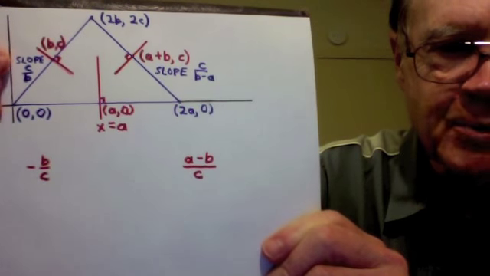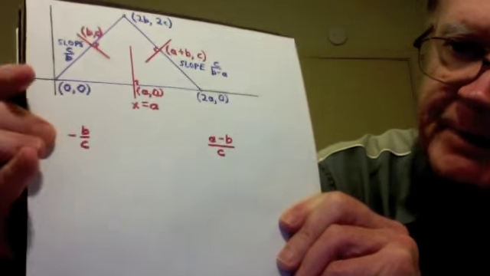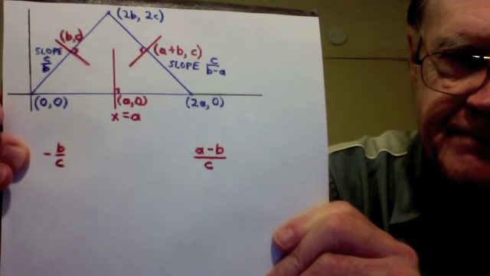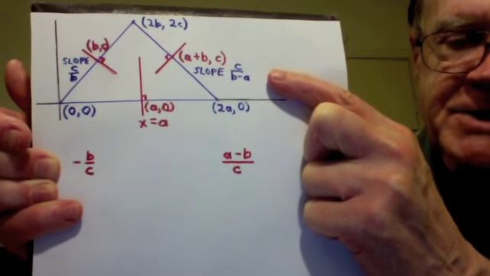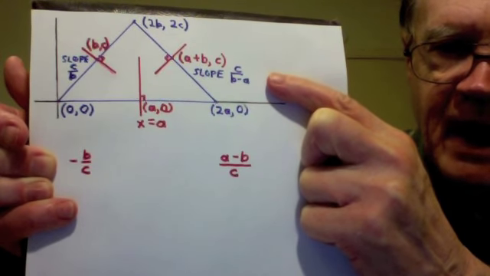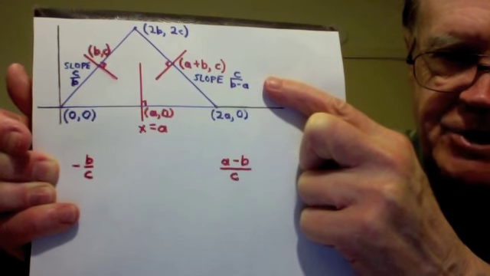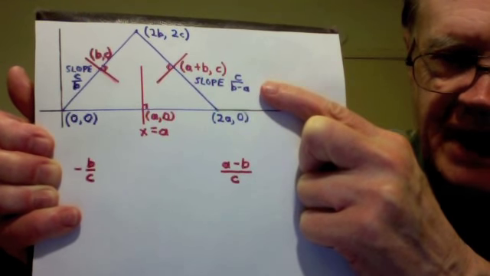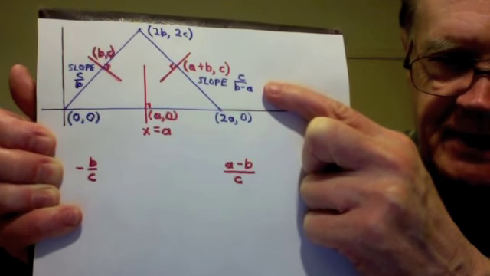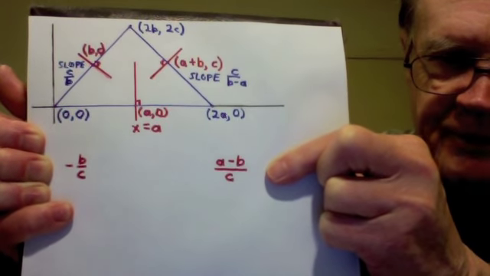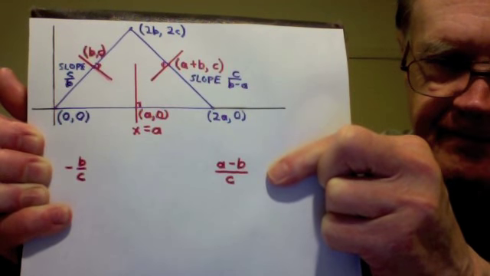So, since this slope on the left is c over b, the slope of the perpendicular bisector is going to be negative b over c. And since this slope on the right is c over b minus a, I flip the fraction and change its sign. To change its sign, I simply change the signs of the denominator from b minus a to a minus b. And I have the new slope, the slope of the perpendicular bisector, a minus b over c.